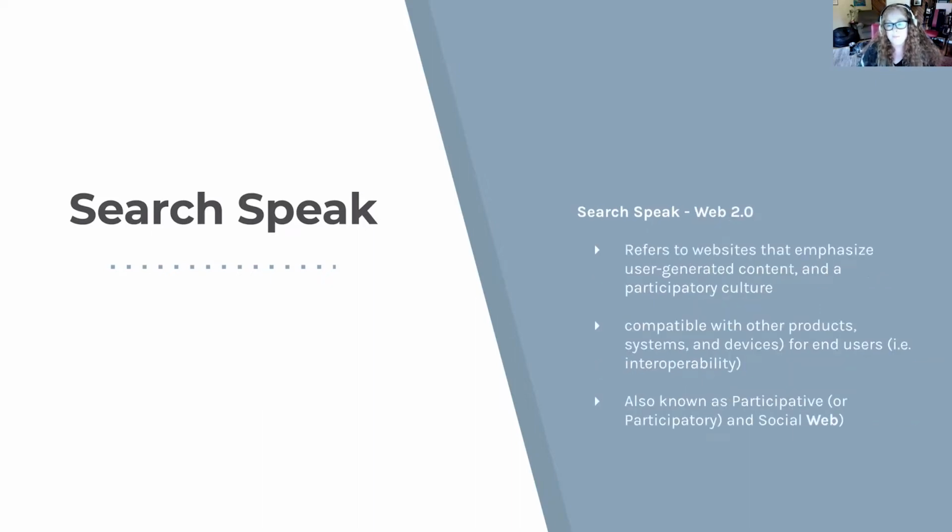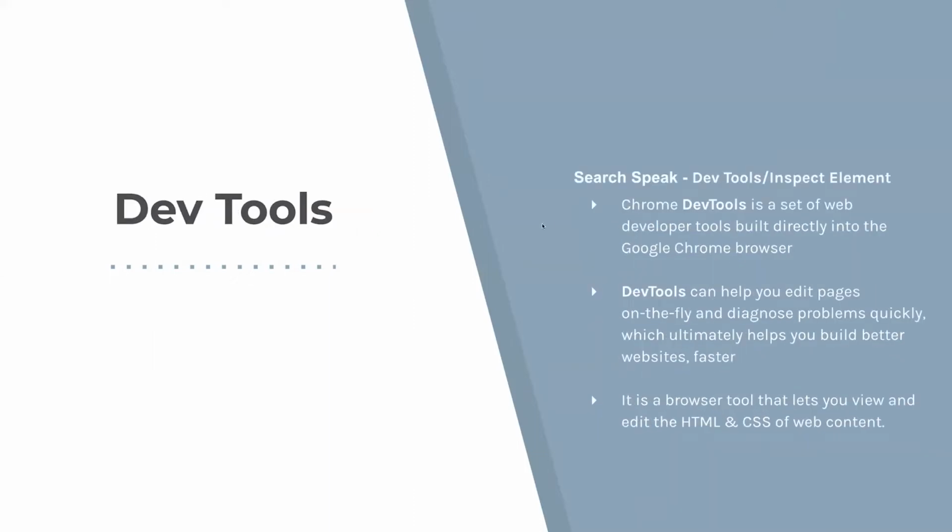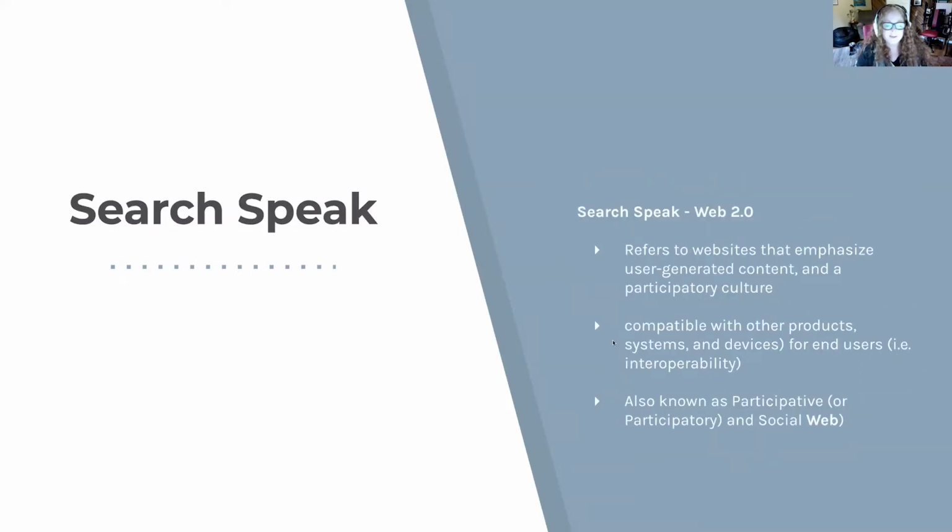And then Web 2.0. This was a strategy that's been used in the last couple of years where you write content on other sites like Reddit or Quora, and those are Web 2.0. So some people will write on those sites and direct them to their own website, and that's a strategy that some people use. They're known as participatory.